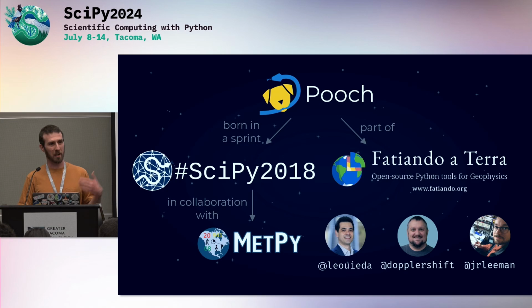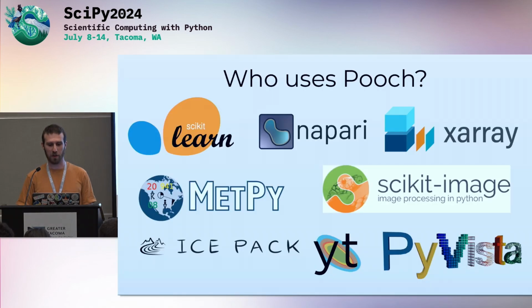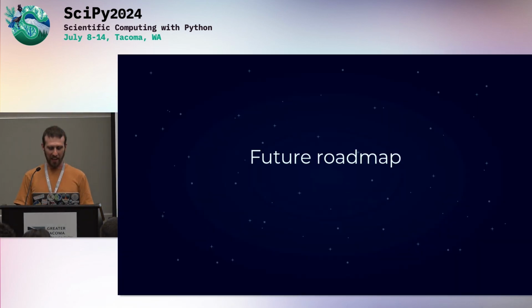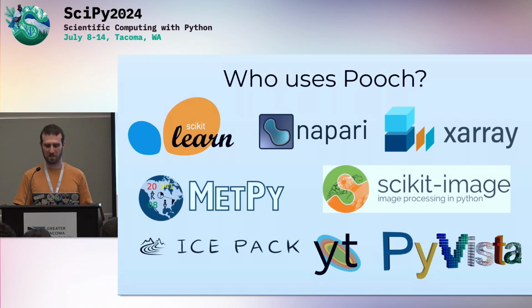And throughout the years, it became quite popular. Right now there are a lot of projects using it, such as scikit-learn, Astropy, Xarray, MetPy, scikit-image, yt. And according to GitHub, there are more than 300 projects using it. And so, yeah, it's been great to see how Pooch was adopted by the community.